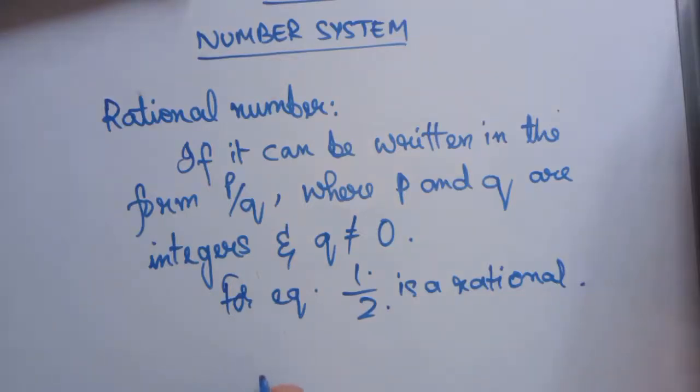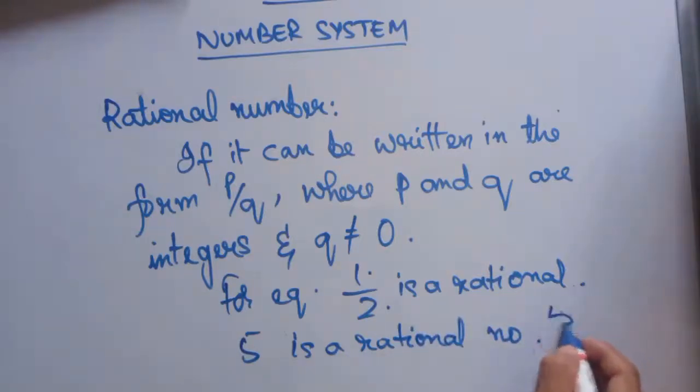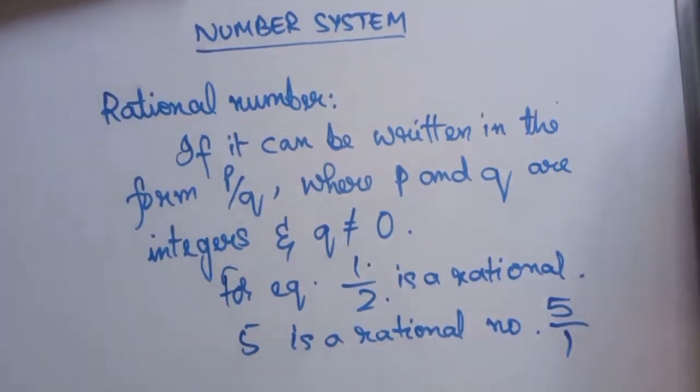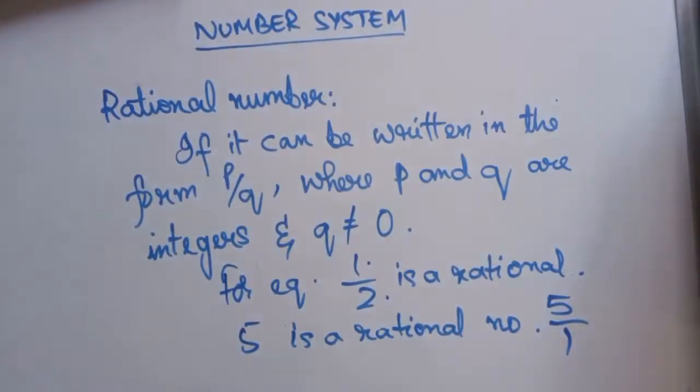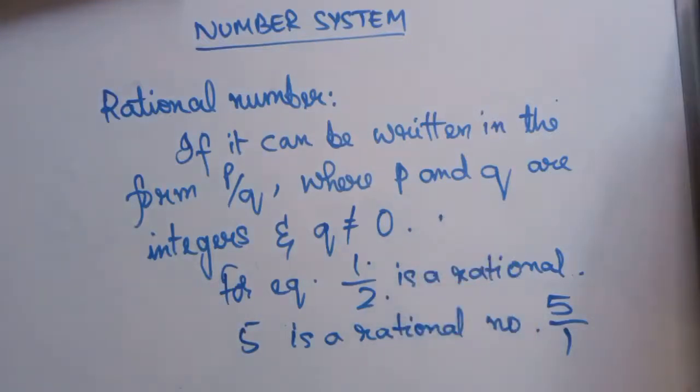The number 5 is a rational number because 5 can be written in the form 5 by 1, which is in the form of p by q, and here also q is not equal to 0. So the rational numbers include natural numbers, whole numbers, and integers.